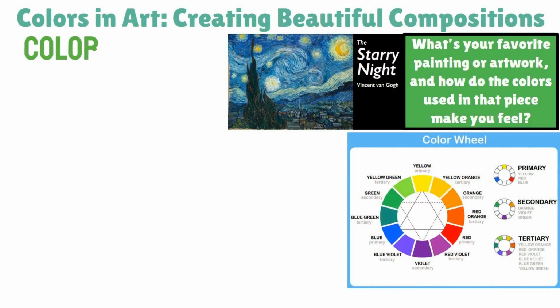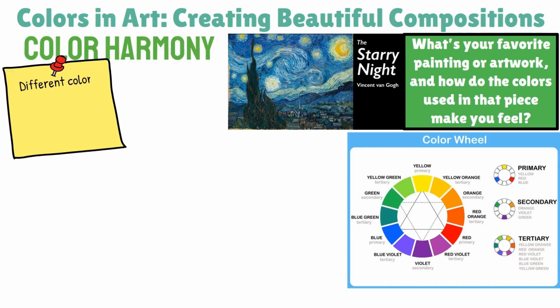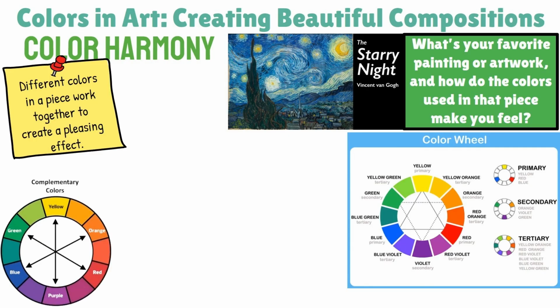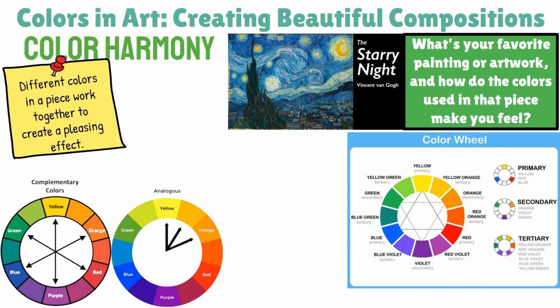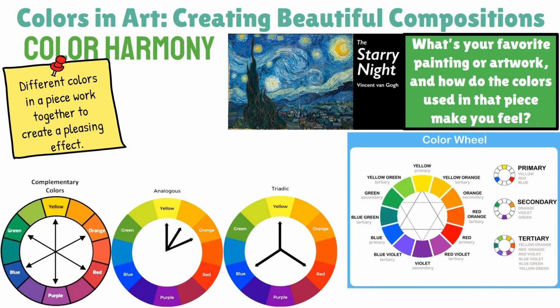Let's talk about color harmony. Harmony is achieved when different colors in a piece work together to create a pleasing effect. There are several types of color harmony, including complementary, colors opposite each other on the color wheel, like red and green, analogous, colors next to each other on the color wheel, like blue and green, and triadic, three colors evenly spaced on the color wheel, like red, blue, and yellow. Artists use these harmonies to create different moods and effects in their work.